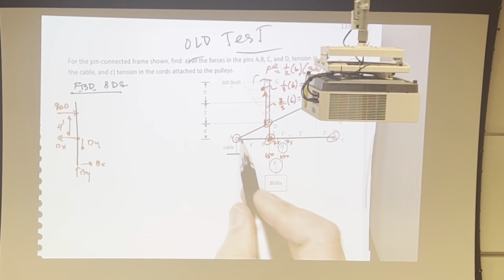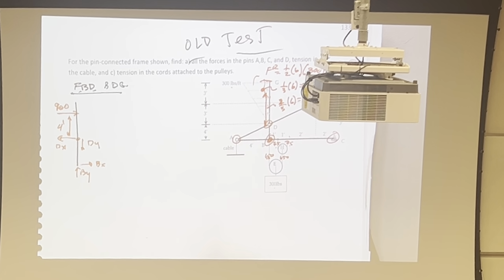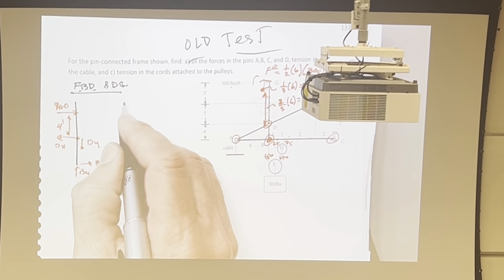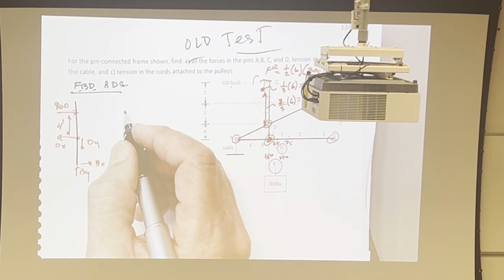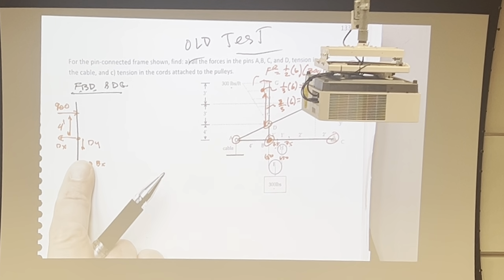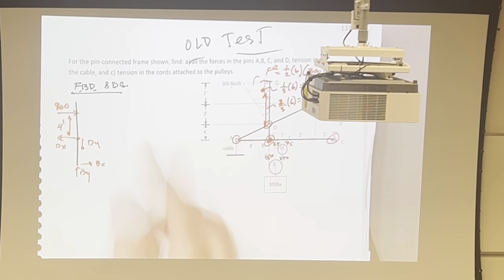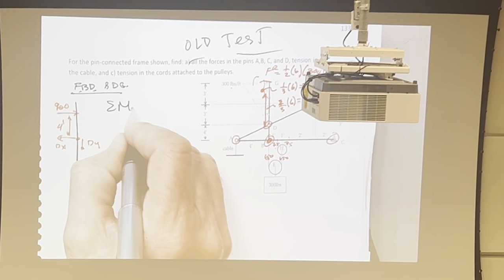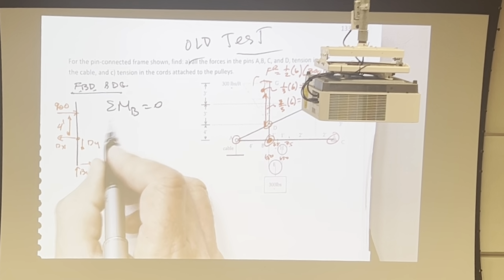No, I'm going to include it on the horizontal. I'm going to do a moment right here at B. If I do a moment at B, what should I get right away? I should get dx. So there we go. Sum of moments about B equals 0.